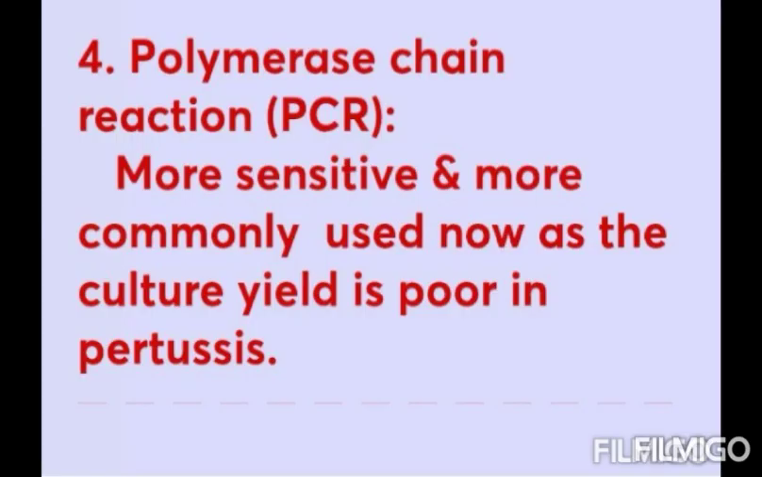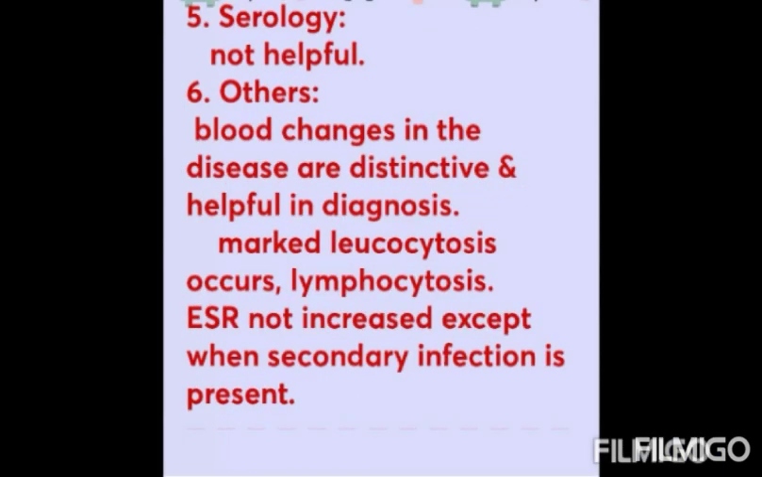The fourth step is the polymerase chain reaction method. It is more sensitive and more commonly used, but in pertussis it is poor for diagnosis of Bordetella pertussis. PCR is not really used. And the fifth method is serology. Serological diagnosis is not helpful and it is not routinely used for diagnosis.